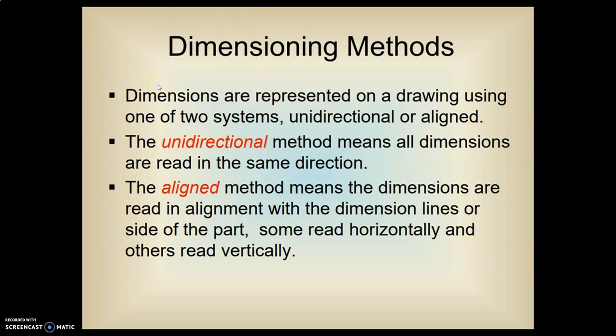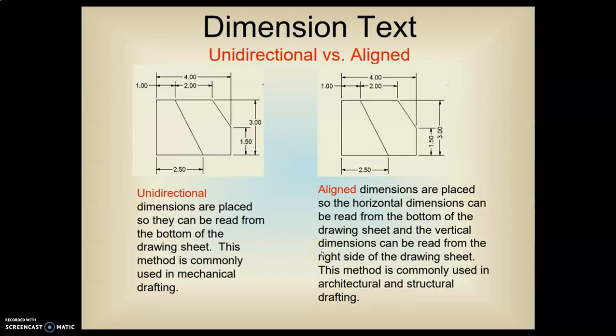We talk about dimensioning methods. There are 2 that are used. There is the unidirectional method, which means all dimensions are read in the same direction. Then there is the aligned method, which means dimensions are read in alignment with the dimension lines or side of the part. Some read horizontally, others read vertically. Here is an example of both. Here is unidirectional. Everything is this way.